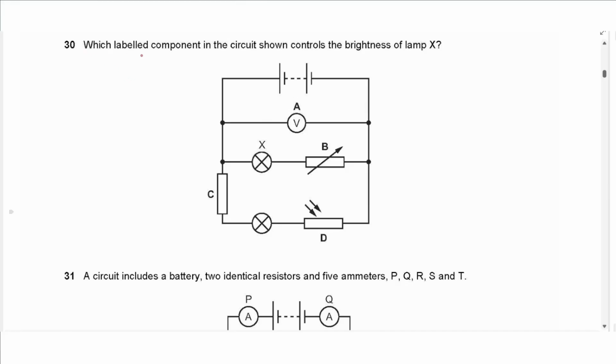Question 30 says which labeled component in the circuit shown controls the brightness of lamp X? So we need to change the current. So we need a variable resistor. So it's B and it's also in series with X. So it is the correct choice.